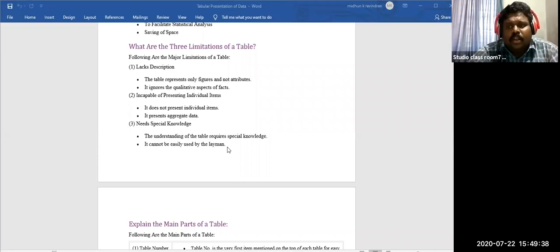Only professionals can easily understand these tables. Other people will take some time to understand. That is the only problem. These are the limitations of the tabular presentation of data. What are the three? First of all, lacks description. Next one, incapable of presenting individual items. Third one, needs special knowledge.